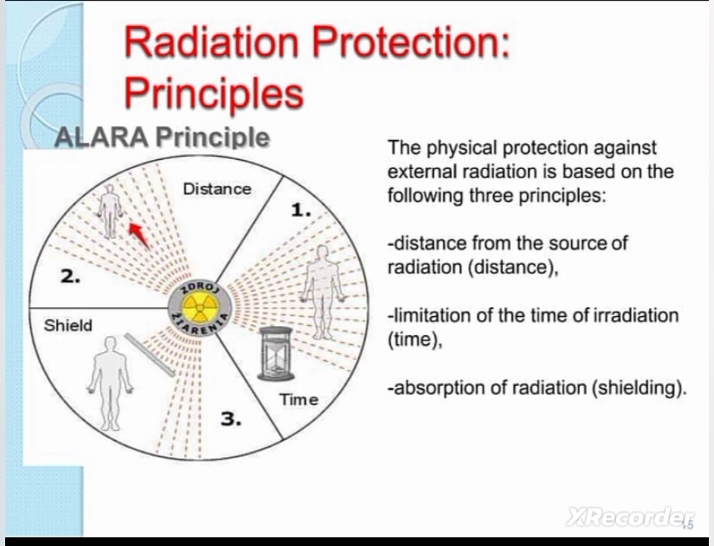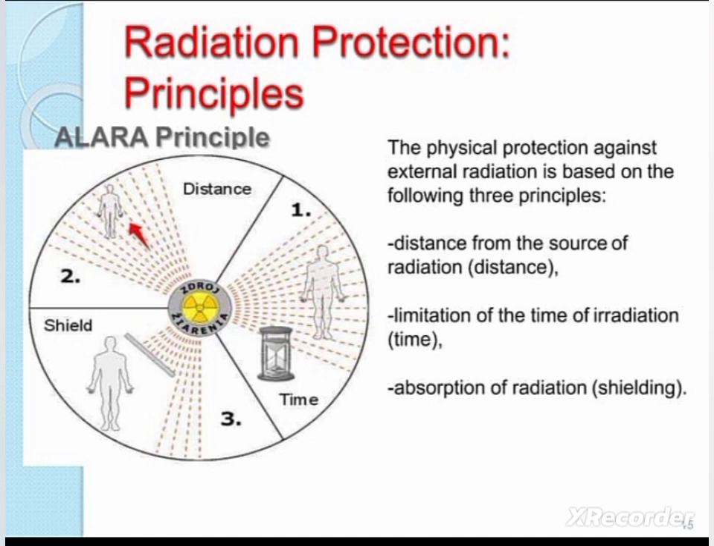Limitation of the time of irradiation. So here we have to limit the time of exposure to radiation. If the time is increased, there is an increased chance of radiation. So that's why we set a time limit for the radiation. So time is directly proportional to the radiation.